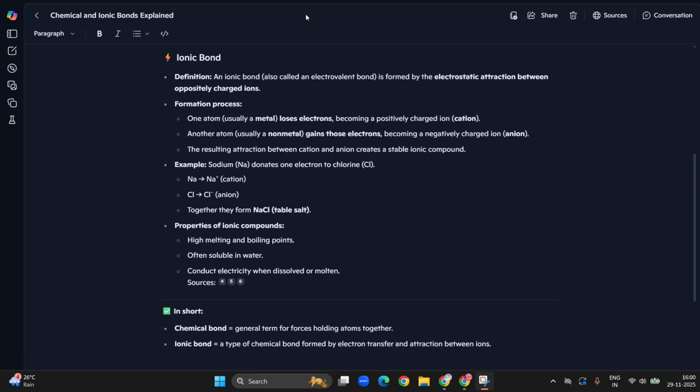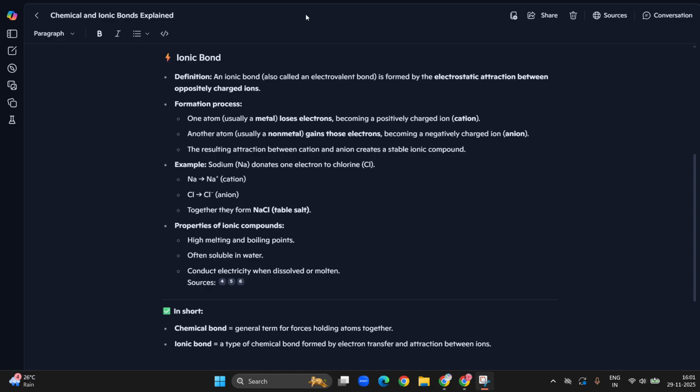So this sodium loses its extra valence electron to become stable, while Cl, that is chlorine, gains one electron, which makes chlorine also stable. Together they form NaCl.